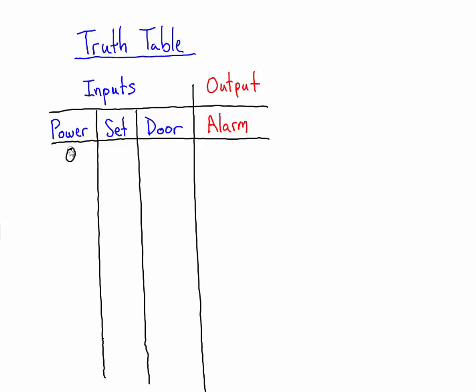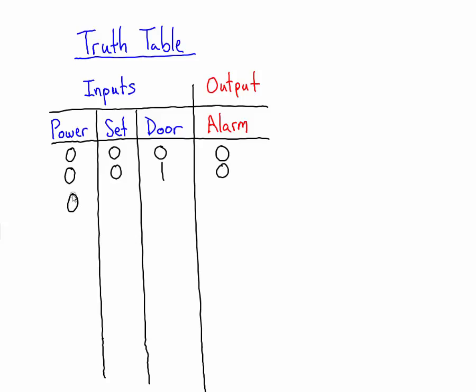If the power is not turned on, the alarm is not set, and the door is not open, we don't want an alarm to sound. Let's change these conditions one at a time. Leave the power not on, the alarm not set, but the door open. But if the power is not on and the alarm has not been set, we still don't want the alarm to sound.